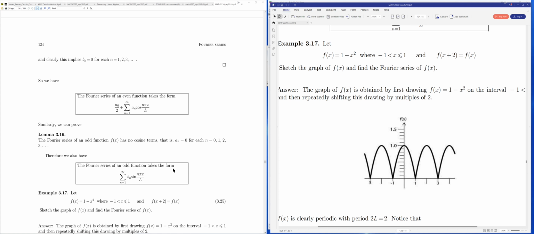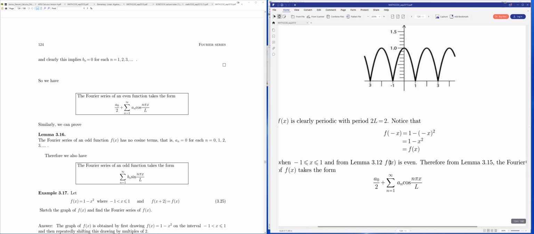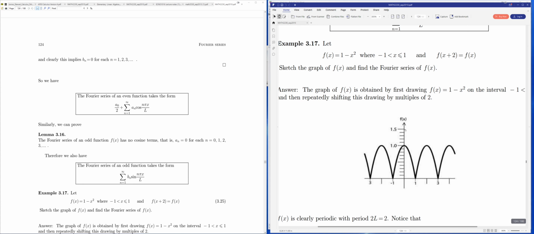To determine if this is even or odd, just look at the graph for any symmetry. Clearly this graph is symmetrical about the y-axis. If you reflect in the y-axis, the graph falls back on itself, so this is an even function. And for this even function, the b's are just going to be equal to 0. Because the b's are 0, your Fourier series is just going to take this form over here. So let's actually calculate what the Fourier series is.